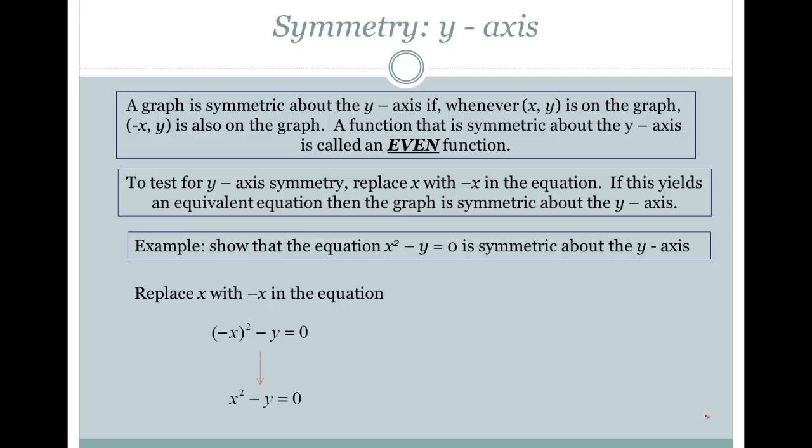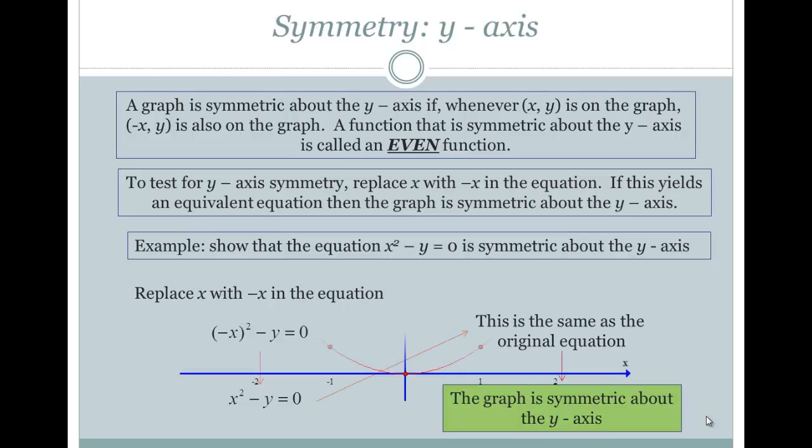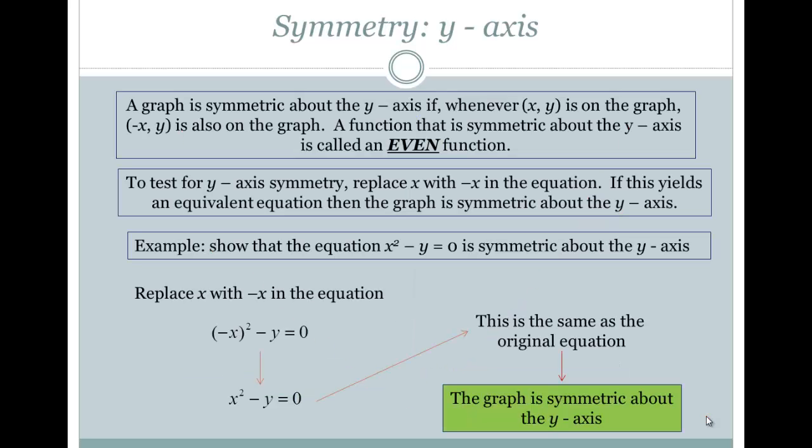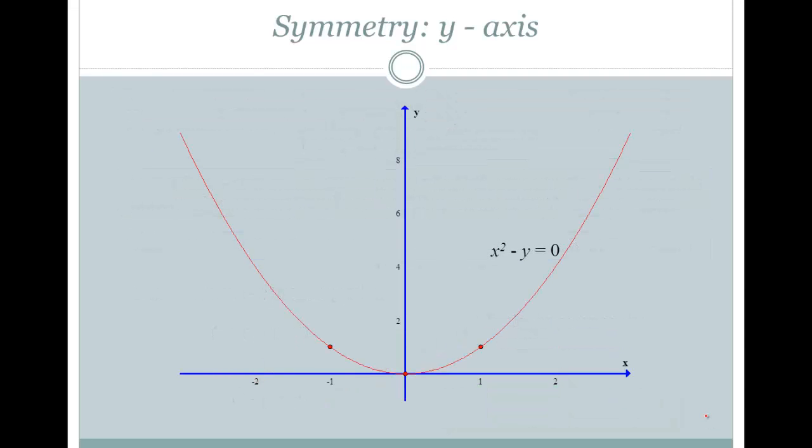So I can say that these two are the same. This equation right here is the same as this one. And because it is the same as the original equation, I can say that I'm symmetric about the y-axis. All right? And let's see what a graph of something like that looks like.